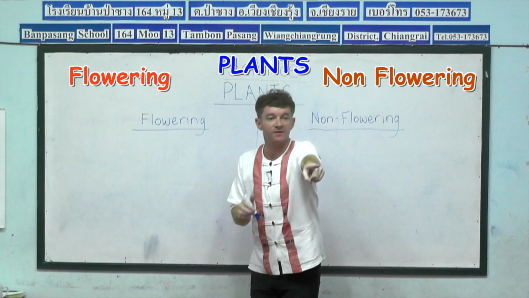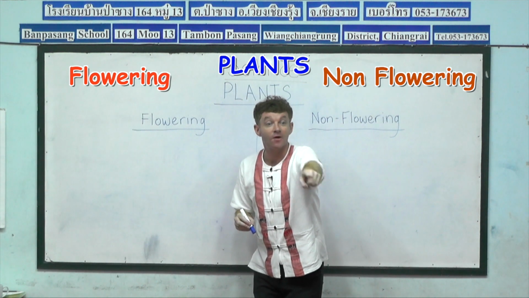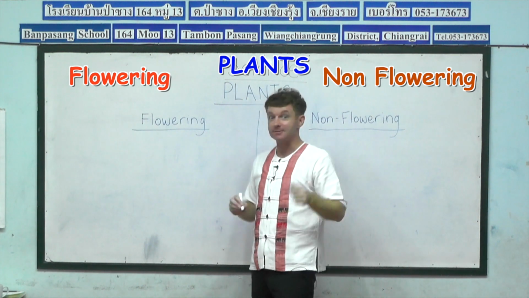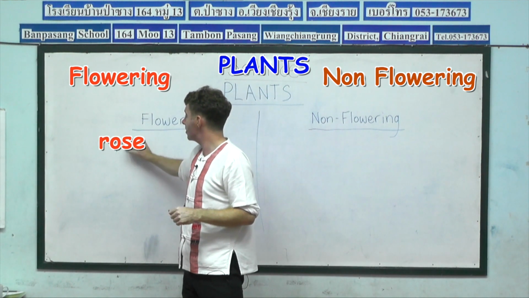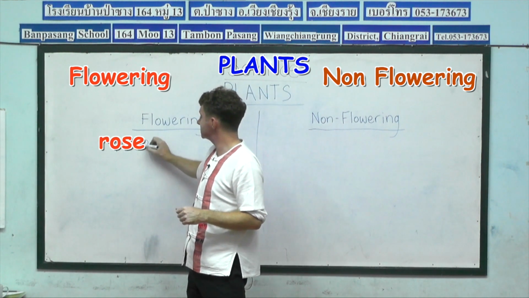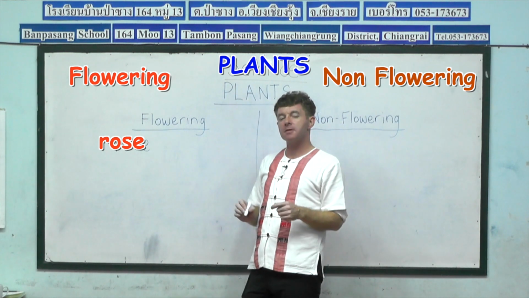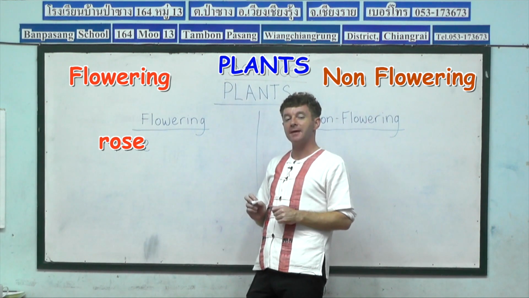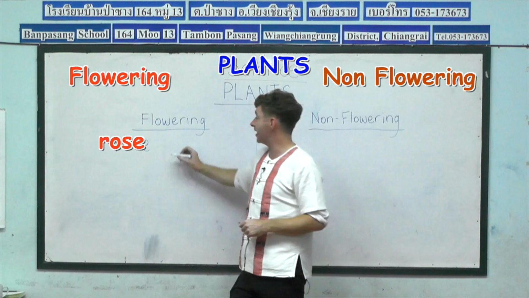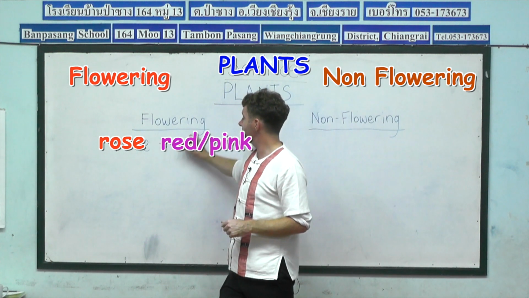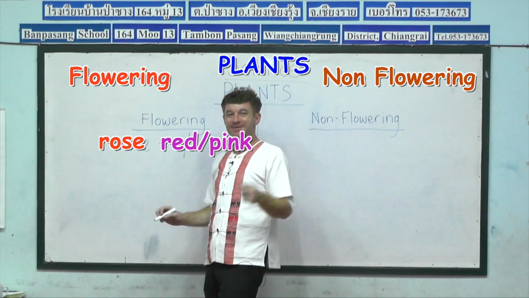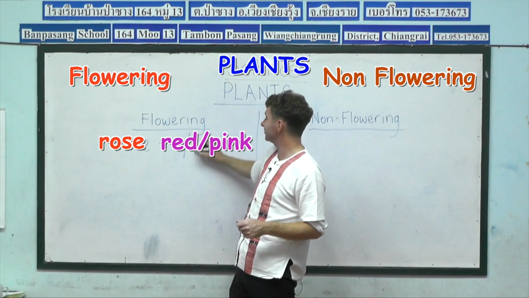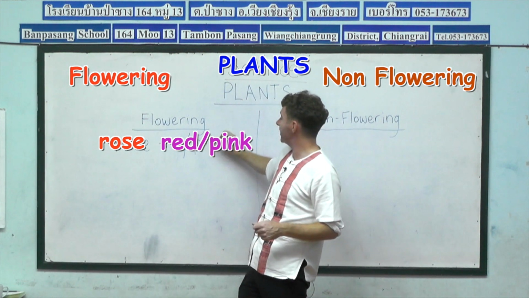Okay, I got two. We'll take this one first. Rose, yes. The rose is a very beautiful plant. R-O-S-E. Now, can anybody remember what colours the rose can be? A rose can be red, R-E-D, or another colour. Pink, well done. We can have a rose which is red or pink.